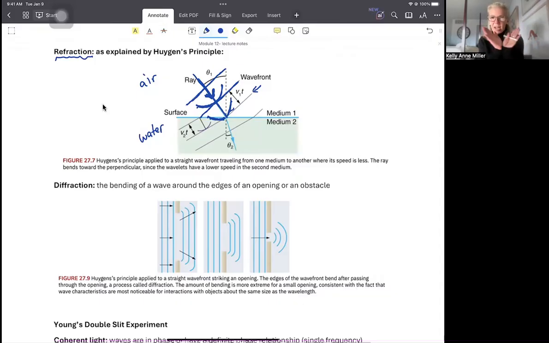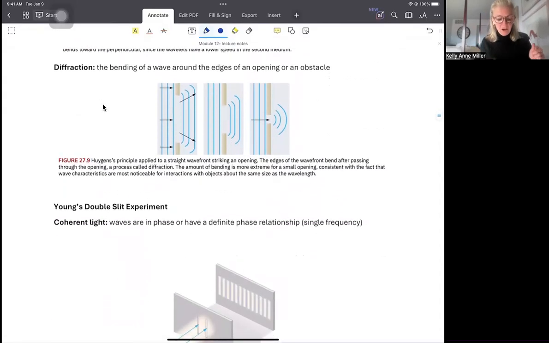Like the wave front is hitting the interface and part of the wavelet is slowing down before the other part is. Okay, and therefore the only thing for it to do is bend. So Huygens principle also allows us to understand what happens when a wave front hits a slit.